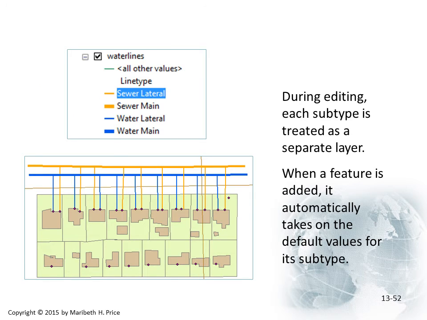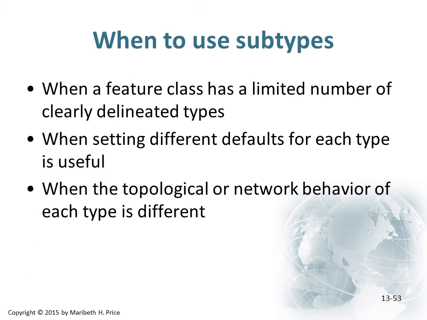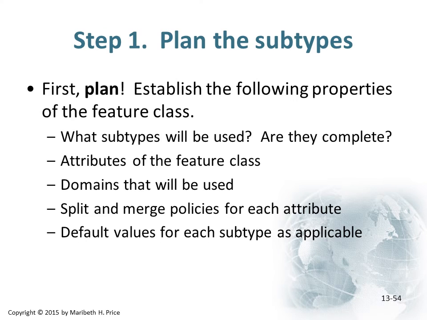During editing, each subtype is treated as a separate layer. When a feature is added, it automatically takes on the default value of its subtype, and so if you don't make any other changes, it's going to stay as what it was. When to use subtypes: when the feature class has a limited number of clearly delineated types, then subtypes work really well. When setting different defaults for each type, subtypes are very useful. When the topological or network behavior of each type is different, that's when you should use subtypes.